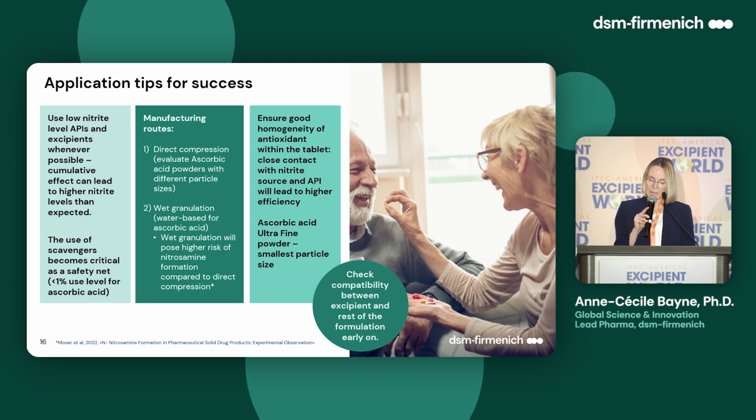So in our experience, very low levels of nitrite scavengers, below 1%, can have a very significant effect. Even 0.25% can really help you stay below the maximum limits. We also recommend going with the lowest particle size of ascorbic acid, if you go with dry compression in particular, to ensure close contact with the nitrite sources and nitrosating agent. And if you have the capacity, of course, you can try different particle sizes and see what works best for your particular situation. And with that, I will take questions.